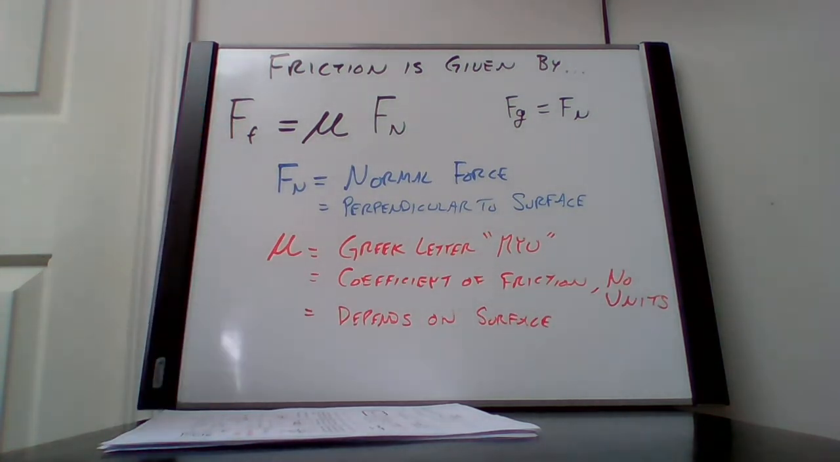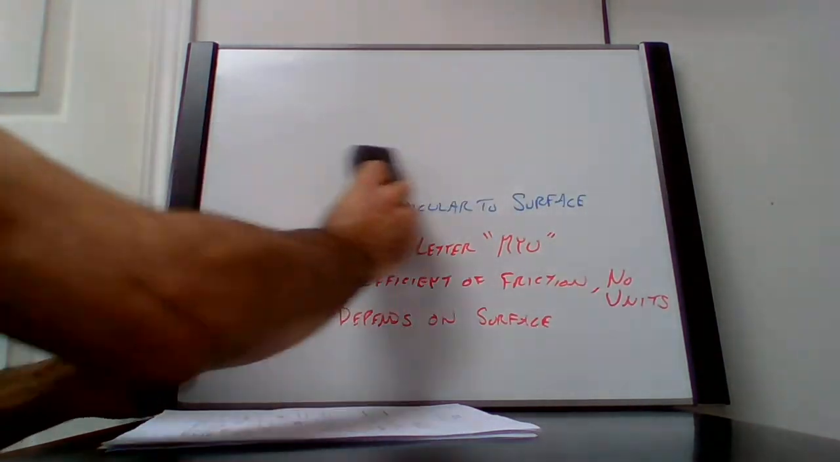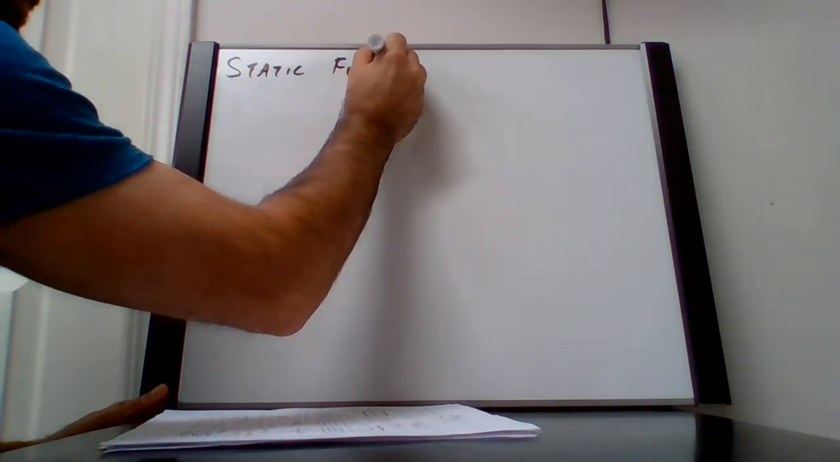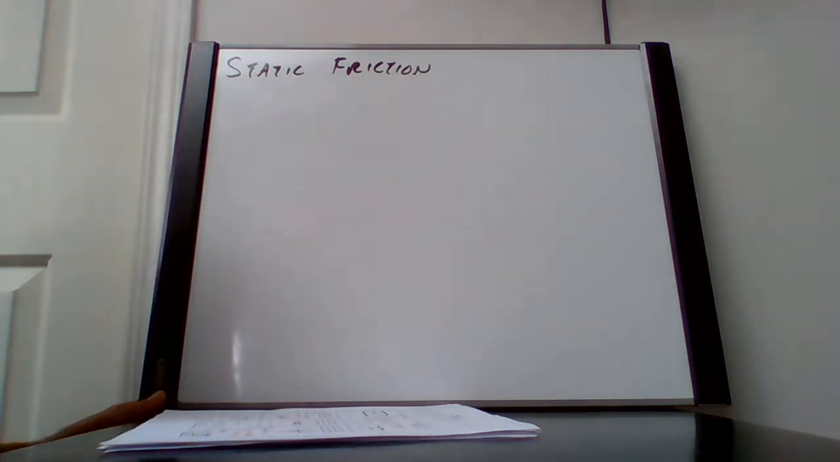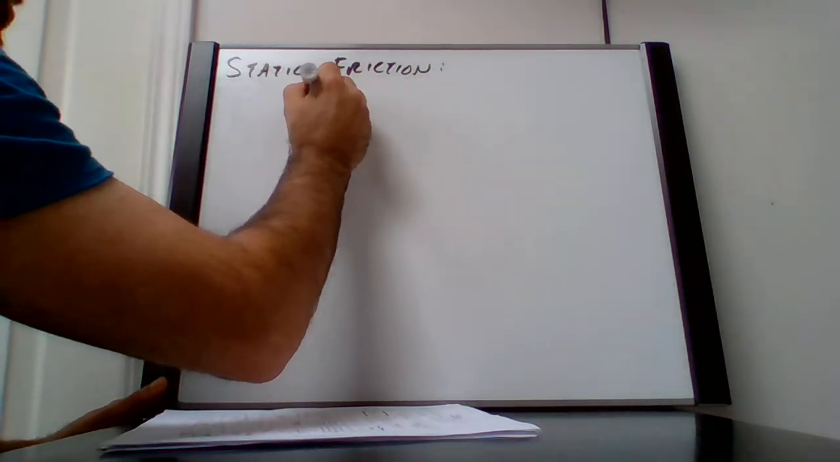Now we're going to come back to deal with some of these calculations, but there's two things I want to talk about really quickly, and those are two types of friction that we can deal with. We can have static friction, and this is just the friction on a stationary object.